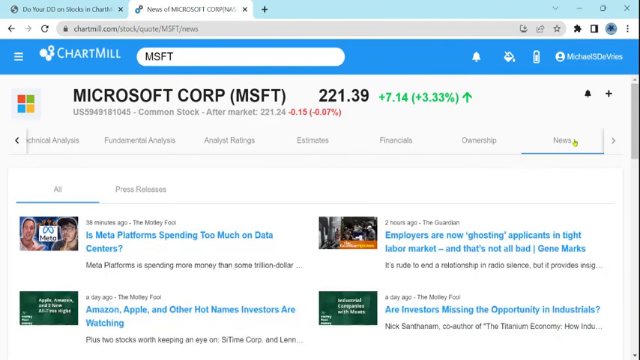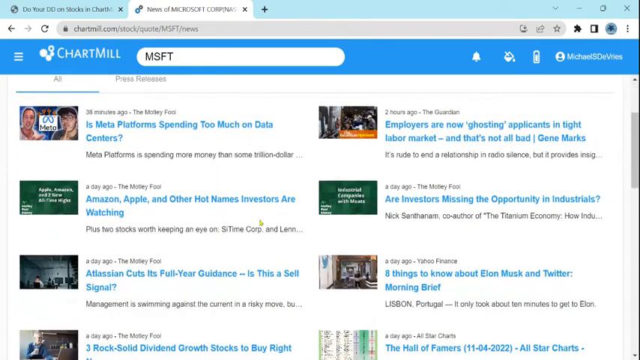Okay, we can also see on the News tab in ChartMill some recent news that can help us see other factors that may play into our decision to buy or sell a given stock. To help us with our due diligence is some of the recent news. So in this case on Microsoft, very quickly we could see as of 2 hours ago, we see some things in The Guardian: missing opportunity in industrials, too much data centers, Amazon, other hot names investors are watching.